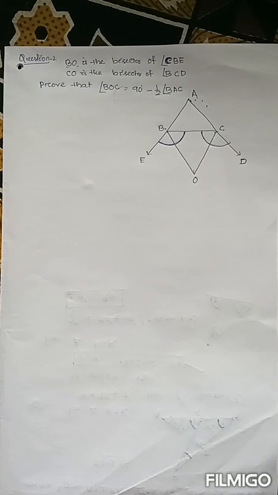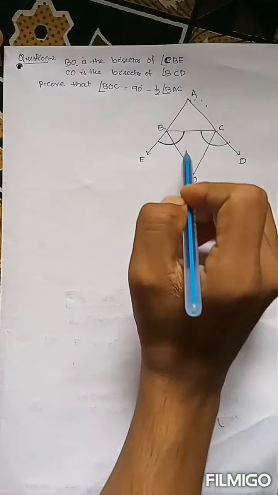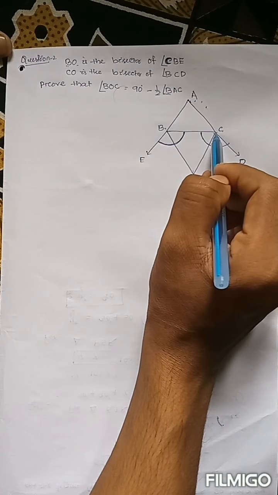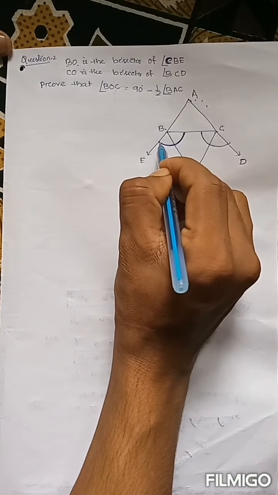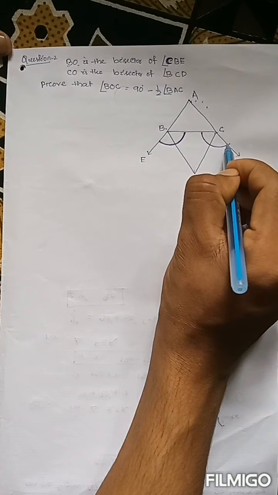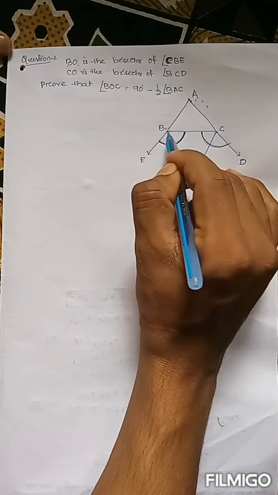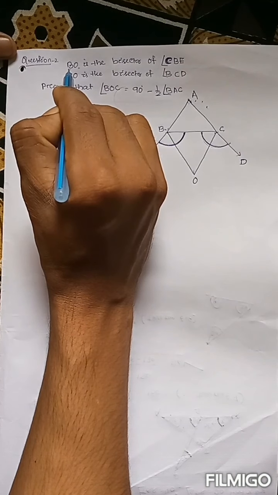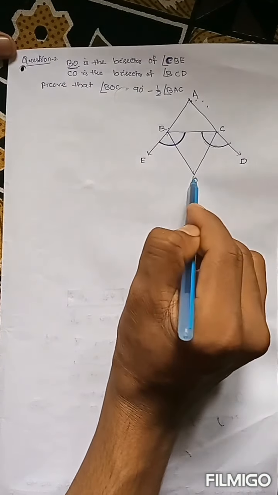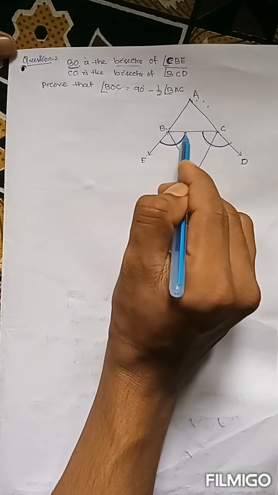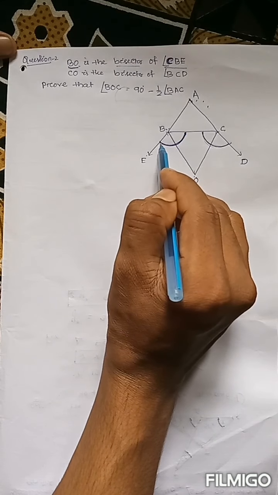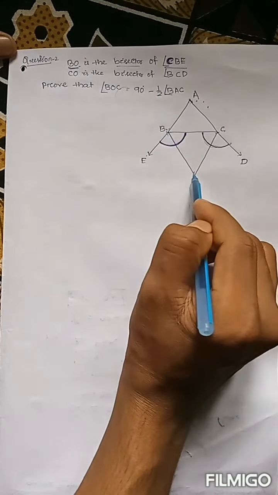Now consider question number 2. As you can see from the figure, it is given that ABC is a triangle. If we consider ABC as a triangle, then this angle is known as its exterior angle. Similarly, this angle is also the exterior angle of the triangle ABC. Now let us understand the statement. Here it is given that line BO is the bisector of angle CBE, where CBE is the exterior angle and BO is its bisector.